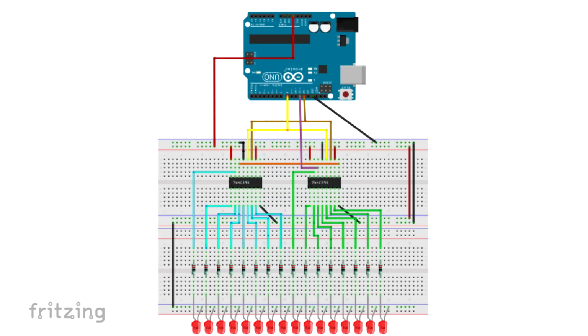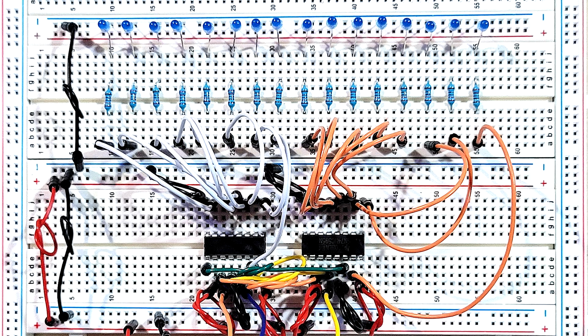The link for the code and the Fritzing diagram can be found in the description of this video. This is how I hooked mine up. It looks complicated, but it's pretty simple. It just takes a while to put everything on the breadboard.